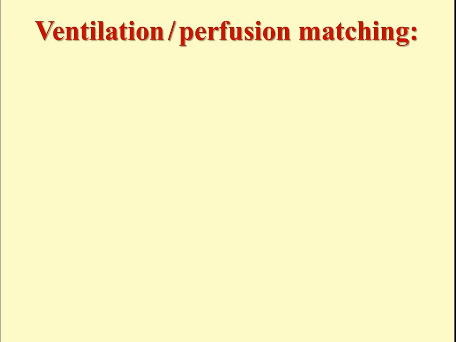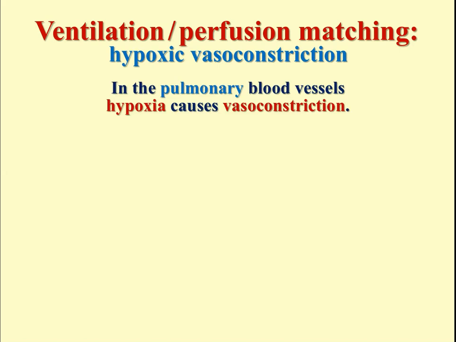Matching of the ventilation perfusion. We have certain mechanisms that provide, when possible, to match this, because the vessels of lungs respond to decrease of ventilation by constriction. It's called hypoxic vasoconstriction. It's unusual for the systemic circulation. This is entirely different. In the pulmonary blood vessels, when there is decreased oxygen in alveolar air, vessels become constricted.